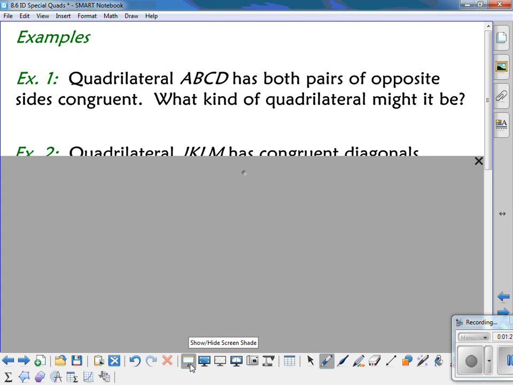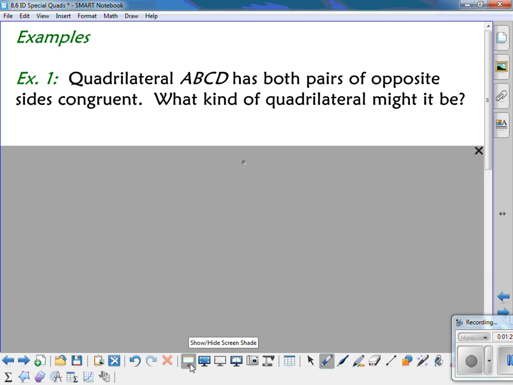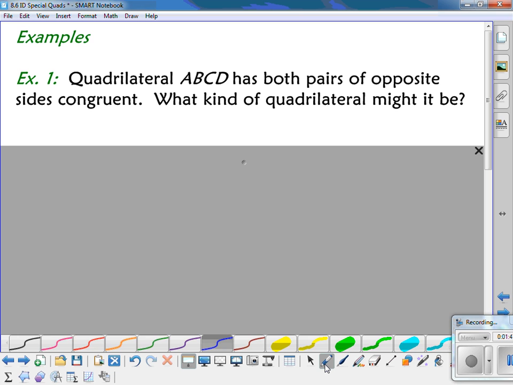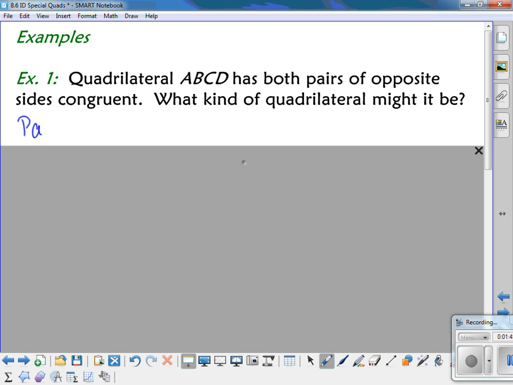So let's look at some examples. For example 1, quadrilateral ABCD has both pairs of opposite sides that are congruent. So what kind of quadrilateral could it be? Well, it's not going to be a trapezoid because my bases aren't congruent on a trapezoid. It's not going to be a kite because the opposite sides aren't congruent on a kite. But it could be a parallelogram.